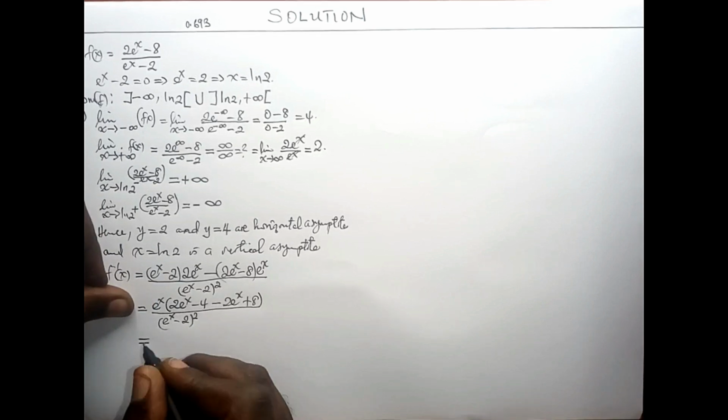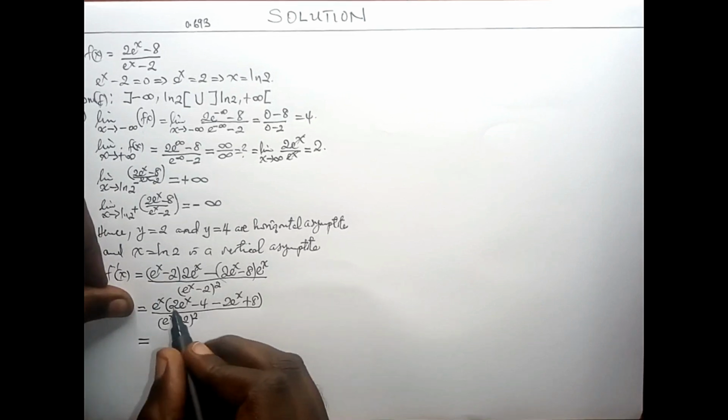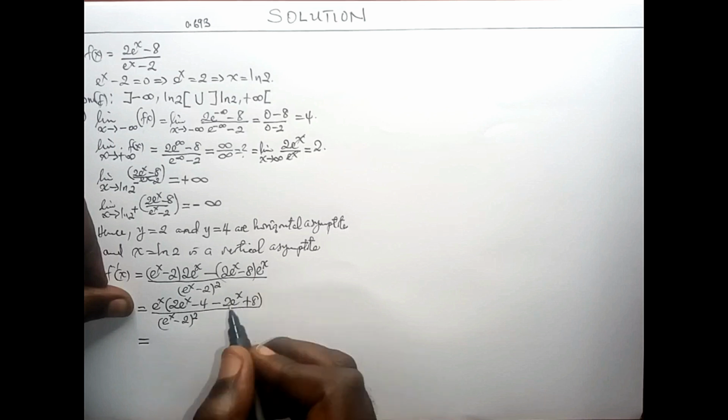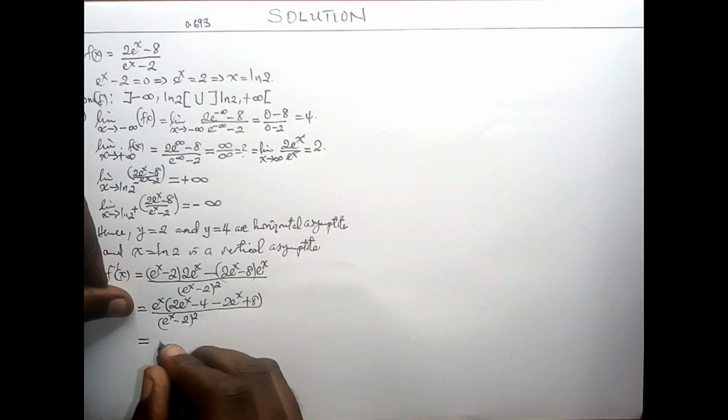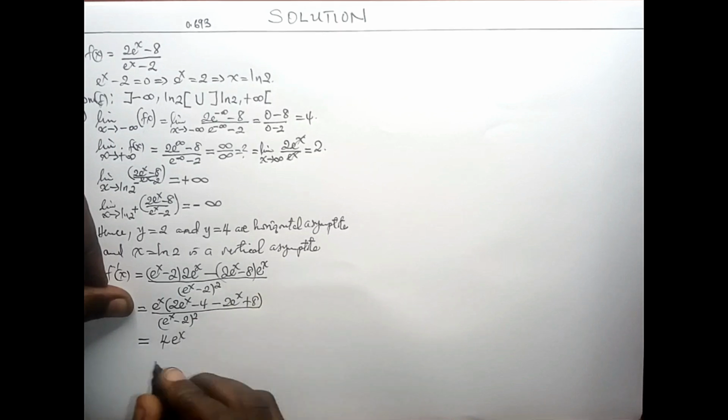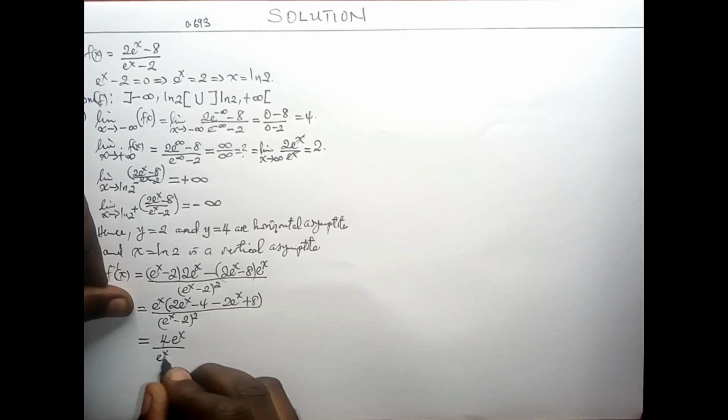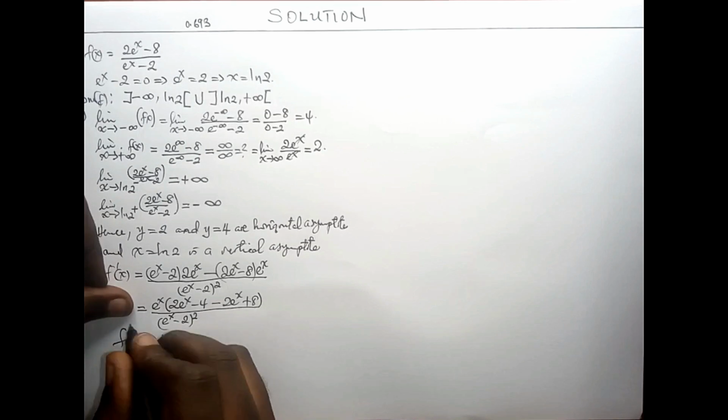Finally, I get in the bracket 2e^x minus 2e^x disappears. Negative 4 plus 8 becomes 4e^x all over (e^x − 2) all squared. That is f prime of x.